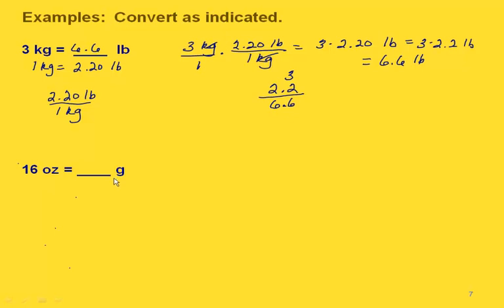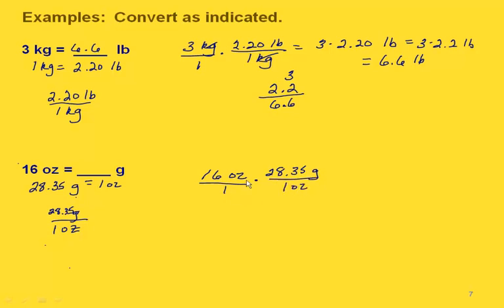Now, if we're going from ounces to grams, again, we have 2 different equations we can use. So let's look at what we want our unit fraction to look like. We want our unit fraction to have ounces on the bottom and grams on the top. And again, it would be easier if we could make the one on the bottom be a 1. So let's use the equation that said that 28 and 35 hundredths of a gram was equal to 1 ounce. And that means our number on the top here will be 28 and 35 hundredths. So now we have 16 ounces over 1 times 28 and 35 hundredths of a gram over 1 ounce. Our ounces cancel, and we still have just ones on the bottom.